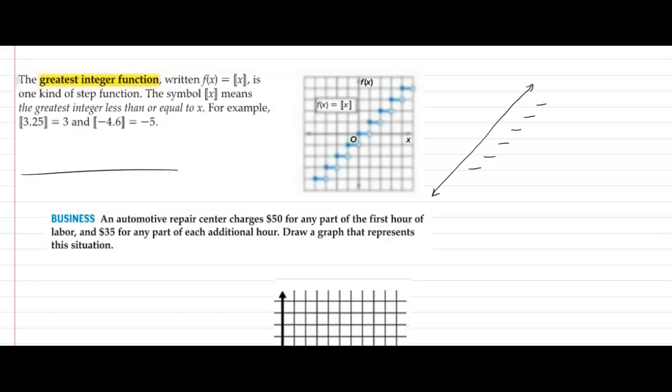So if we think about a number line, here's 0, here's 1, 2, 3, 4, 5, 6. 3.25 would be right about here. But the greatest integer would be the biggest integer before we got to this point, which in this case would be 3. What about this one? Negative 4.6. Well, that's going to be off on the negative side. Negative 4.6 would be about here. What is the greatest integer less than this? It would be right here, negative 5.